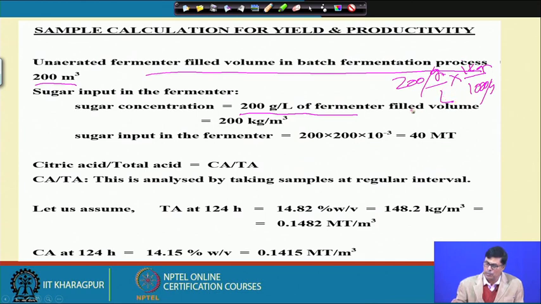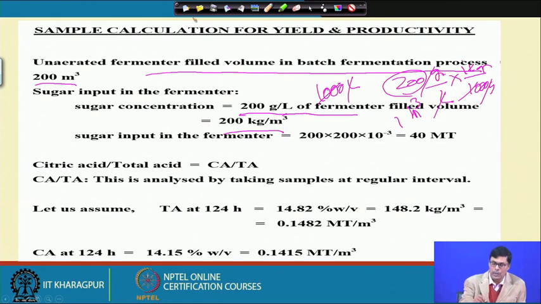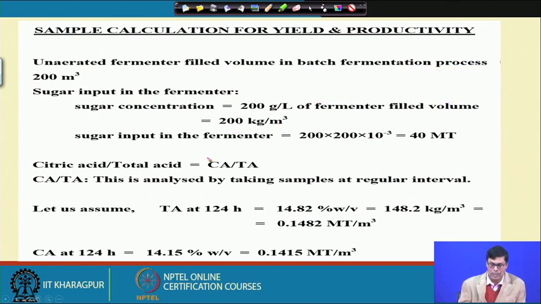How do we convert to cubic meter? 1 cubic meter is how much? 1000 liter. So, liter will cancel, and 1000 will cancel. That means 200 gram per liter is equal to 200 kg per cubic meter. You can write like this. So, sugar input we can easily calculate. We know that 200 cubic meters, if you multiply that, we will get 40 metric tons of sugar.